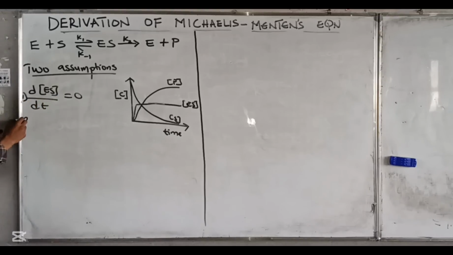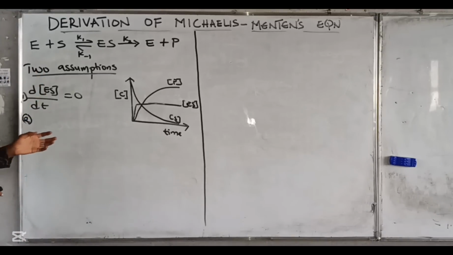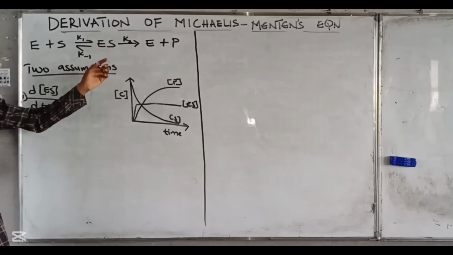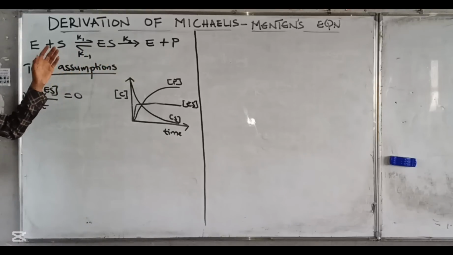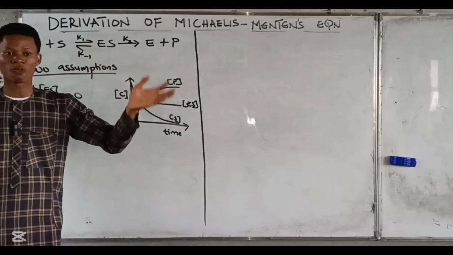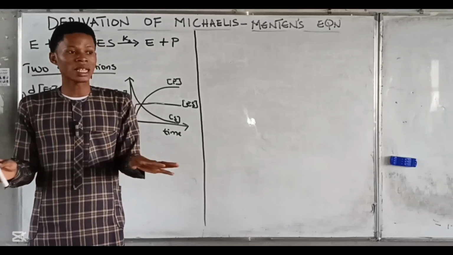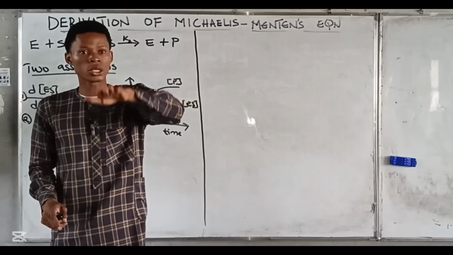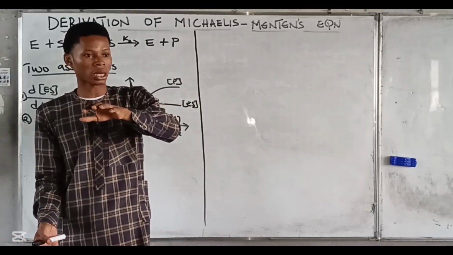Now, the second assumption of Michaelis-Menten's is that the rate of formation of enzyme substrate complex is equal to the rate of breakdown of enzyme substrate complex. That the rate at which enzyme substrate complex is formed is equal to the rate at which it is broken down. For it to be steady, for it to be stable, it means the rate at which the candle is decreasing is equal to the rate at which the wax is forming, right?